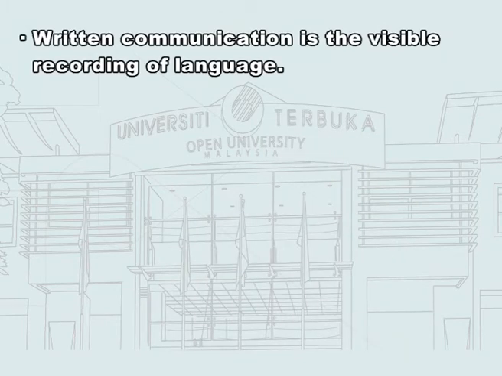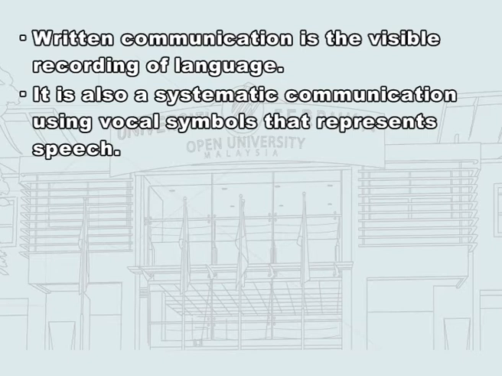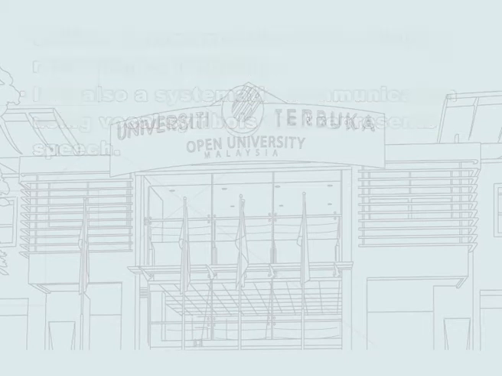Let us go to written communication now. Writing or written communication is a visible recording of language. That is, of course, excluding the electronic communication, unless the electronic communication involves graphical user interface, which involves writing and not just icons. Writing is a systematic communication using vocal symbols. By vocal symbols, I mean such things as alphabets. Icons are not vocal symbols, and the study of icons will take you into the realm of semiotics. Vocal symbols are symbols that represent speech.